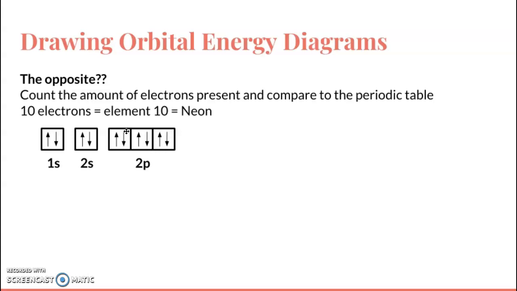Or what I could do is find my outermost orbital that I filled, 2p. I have 6 total. So if I find my 2p section, I find element number 6 of 2p, and it's also going to be neon, all right? Counting up the electrons is probably the easiest way to do that, though.